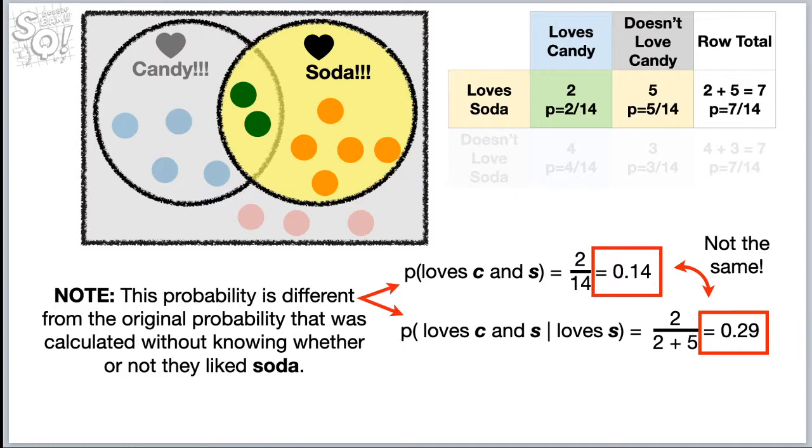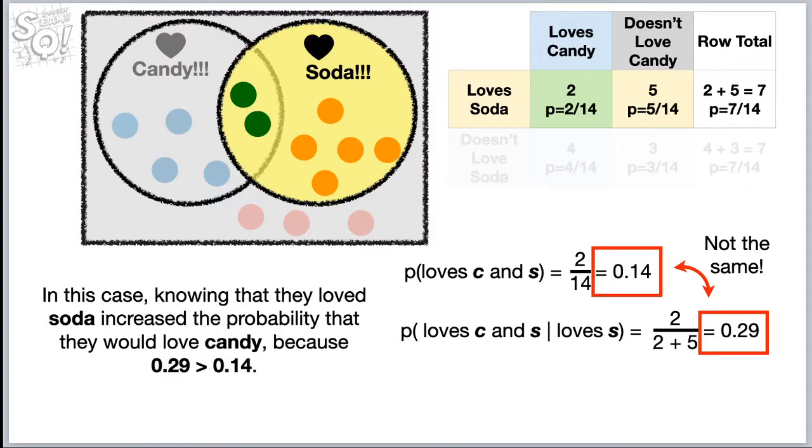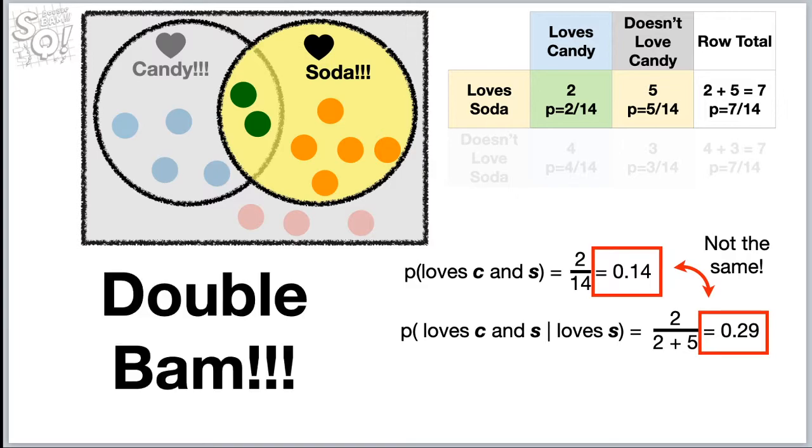Note, the probability is different from the original probability that was calculated without knowing whether or not they liked soda. So those 2 probabilities are not the same. In this case, knowing that they loved soda increased the probability that they would love candy, because 0.29 is greater than 0.14. Double bam!